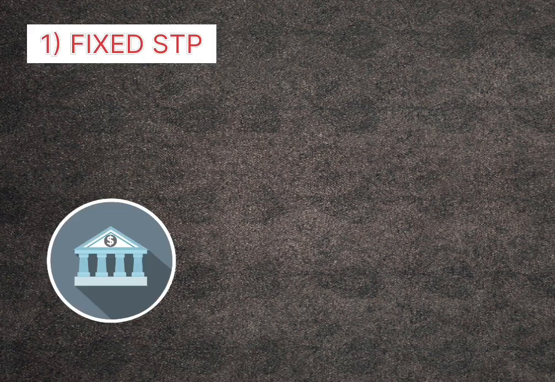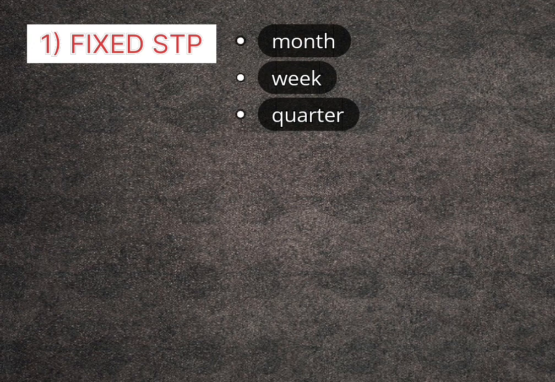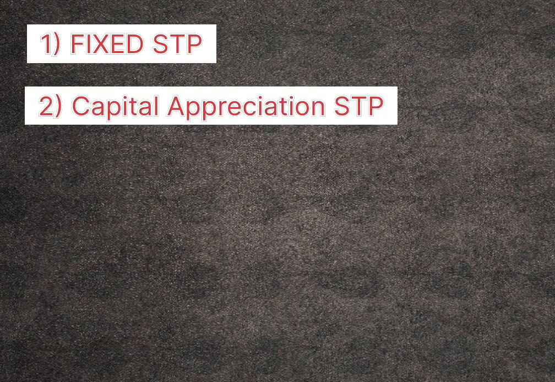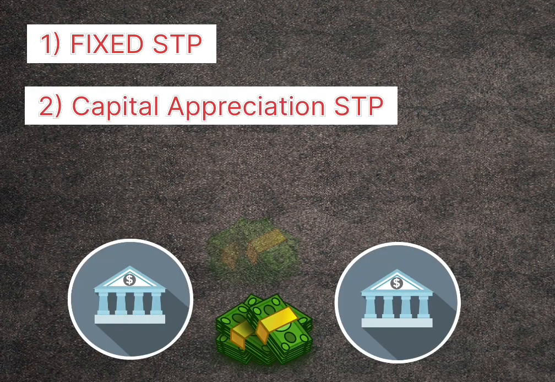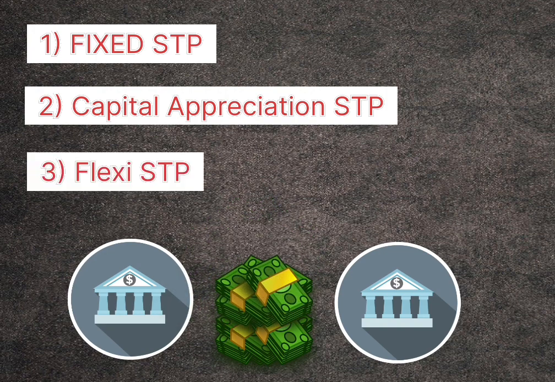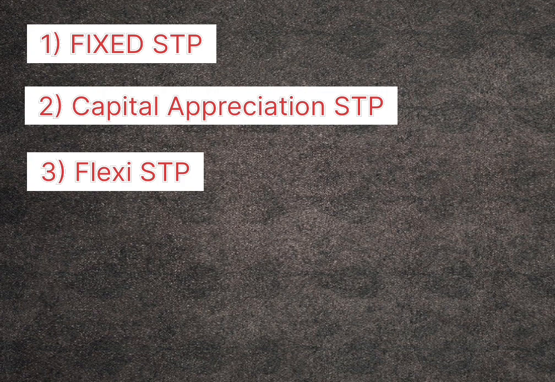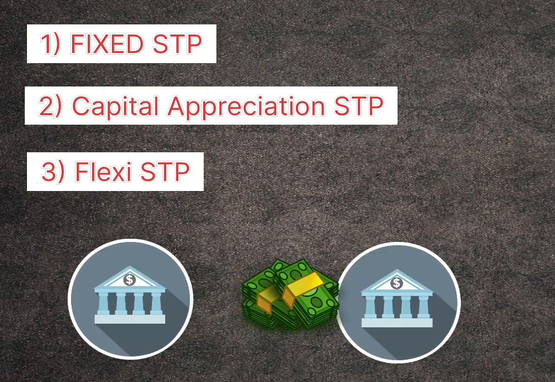Fixed STP, where you transfer a fixed amount every month or week or quarter. Capital Appreciation STP, where you transfer only the profit or appreciation from the source fund to the target fund. Flexi STP, where you can vary the amount of transfer depending on the market condition.